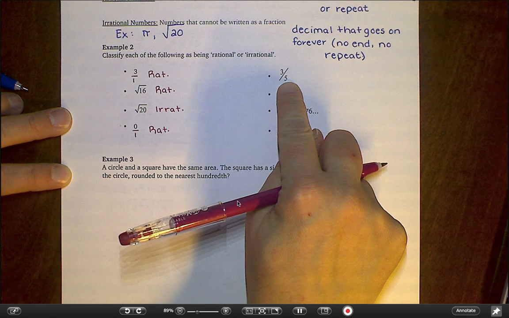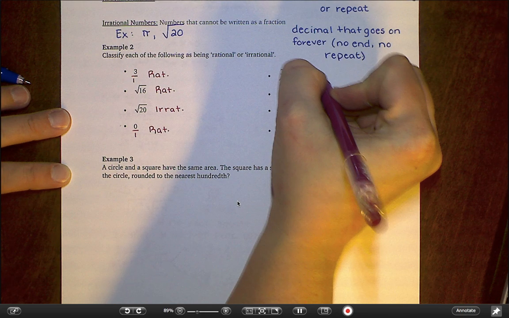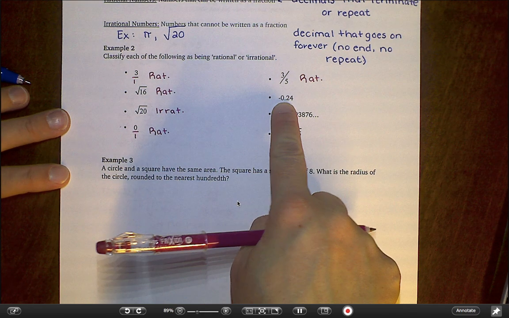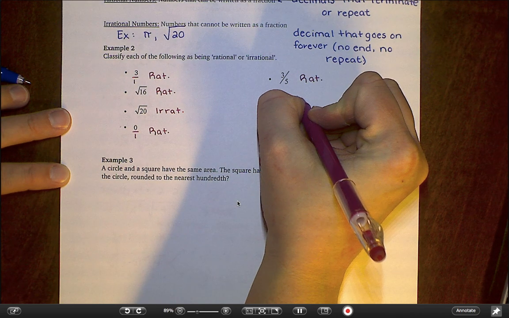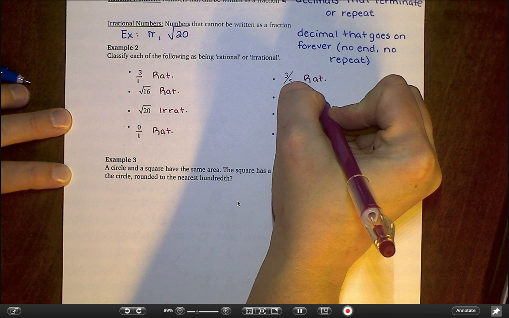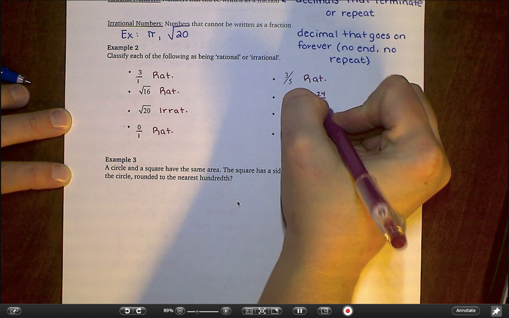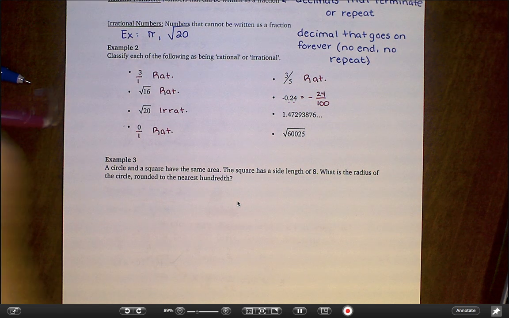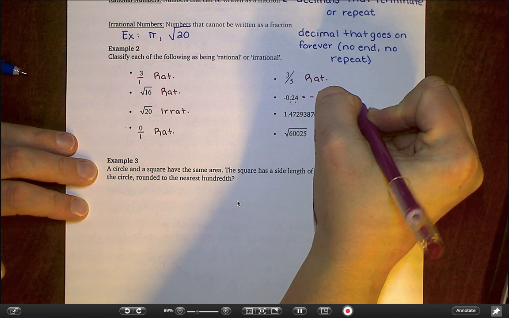This 3/5, that's already a fraction, so I'm happy with calling that rational. This decimal is a nice clean decimal, right? It terminates. And so the reason that works out okay is I could really think of this as negative 24 over, and this is in the hundredth spot if you go back to elementary school with decimals and place value. So because I can write that as a fraction, that makes this thing rational.